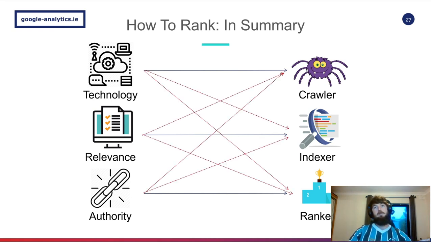In reality, there's a little bit of overlap here in terms of technology can impact indexing and ranking as well. And each of the different pillars are affected by the different stages. But an easy way to think of it is that technology is all about making sure your site can be crawled. Relevance is all about making sure your site can be indexed, and authority is all about marginal gains to push your site up the rankings ahead of your competitors. So that's how search engines work and how to optimize for them.